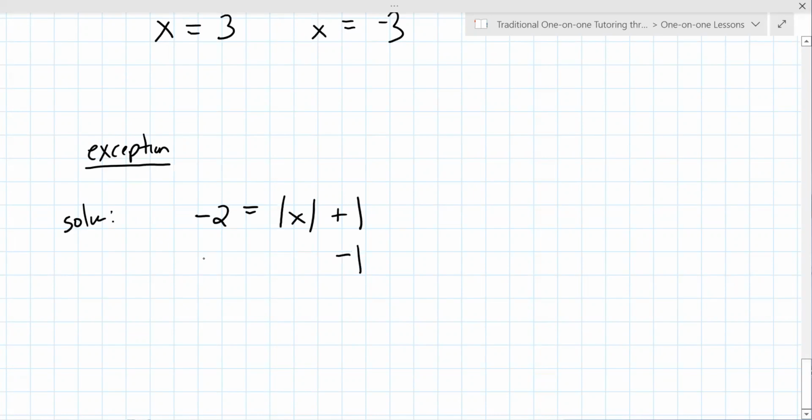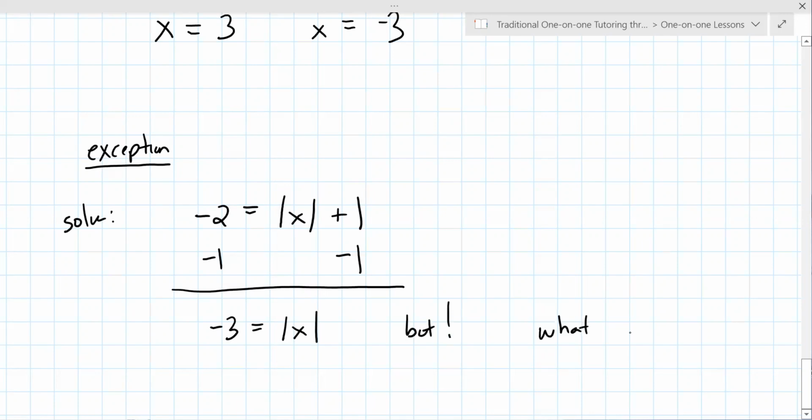You would subtract 1 from both sides of the equation. So you have -3 equals the absolute value of x. But very important here, and this is a question for you: what does absolute value of x always return? What is the output? Positive, or 0, right? Can it ever be negative? I don't know, I guess it can. No, it cannot.